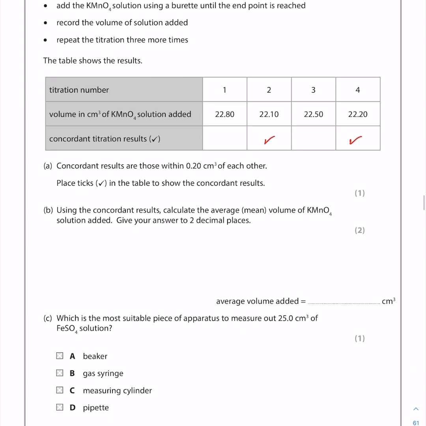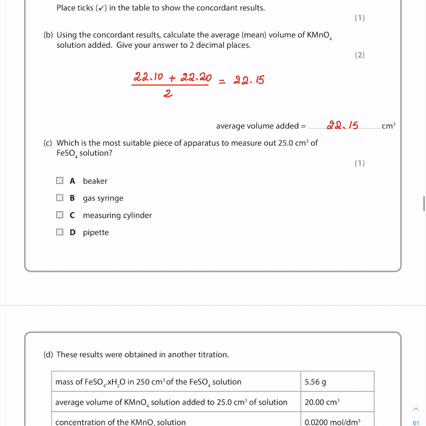B. Using concordant results, calculate the average volume of potassium manganate solution added. So here, the mean volume will be equal to adding 22.10 plus 22.20 over 2. This gives us 22.15. So here 22.15 cubic centimeter. C. Which is the most suitable piece of apparatus to measure out 25.0 cubic centimeter? Once we find one decimal place, we choose a pipette straight away.